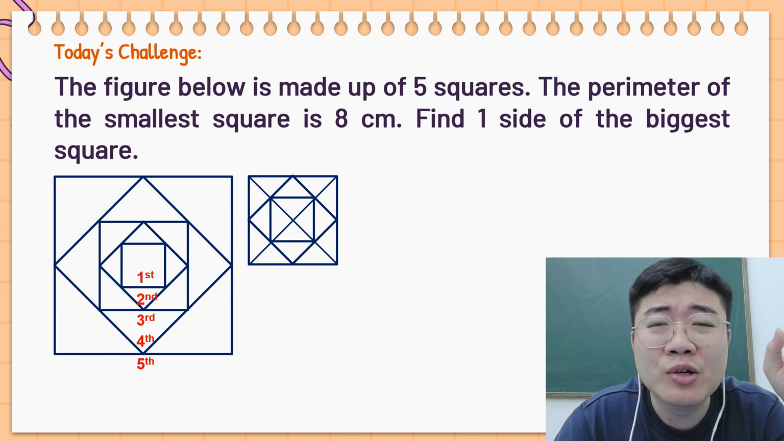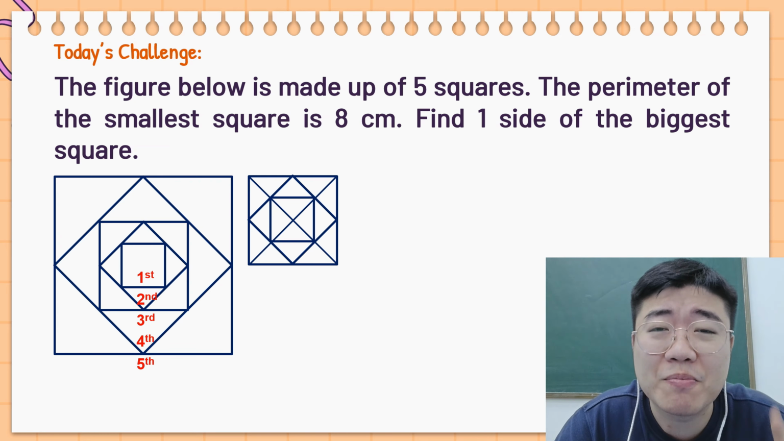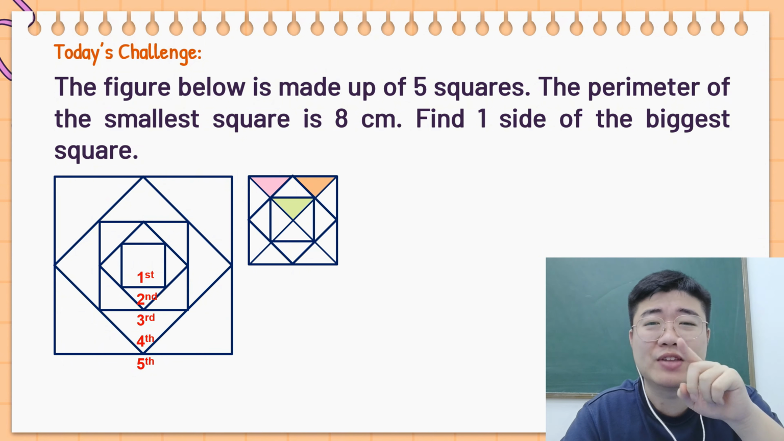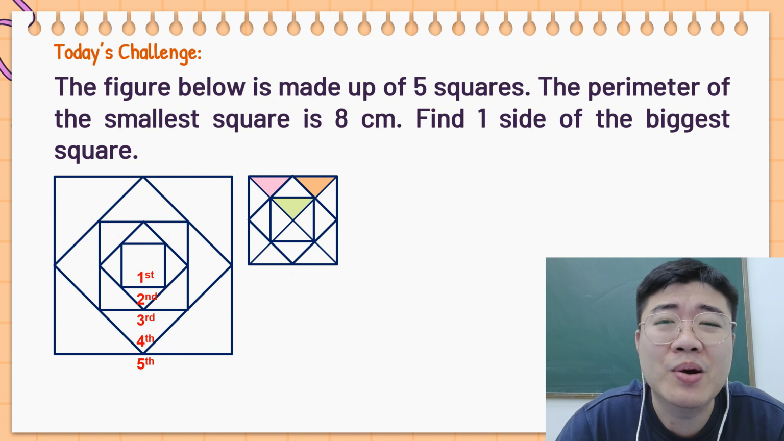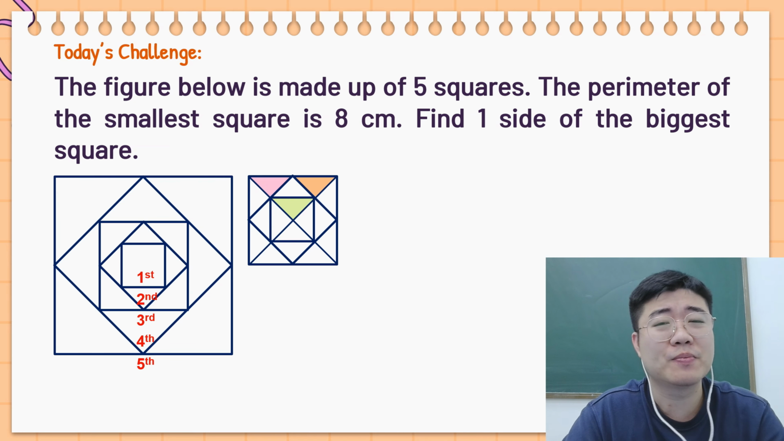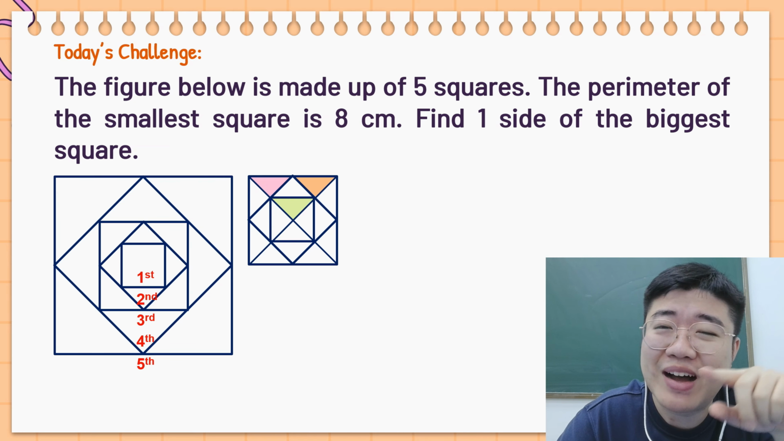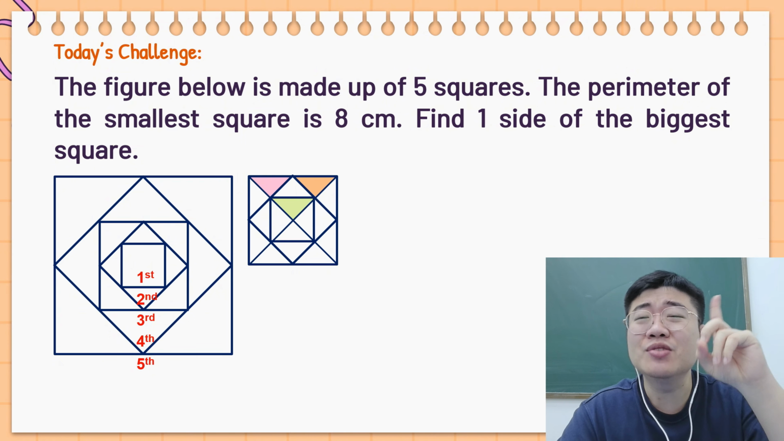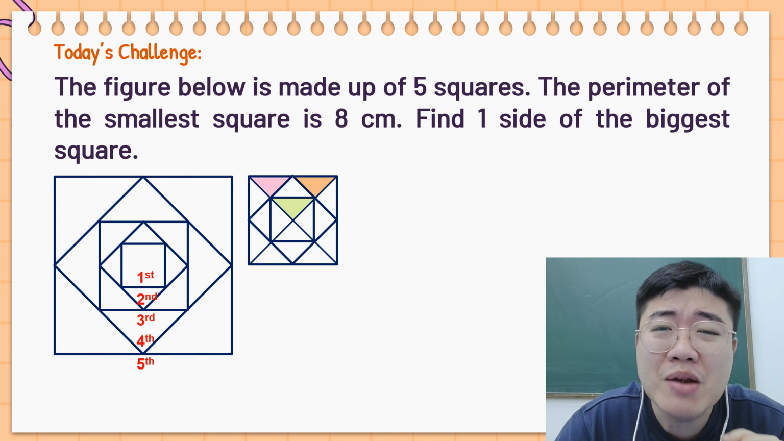Now, let's find those along one side of the big square and the small square. Along one side of the small square is the green triangle. Along one side of the big square are the pink triangle and the orange triangle. Now, are we able to find one side of the triangle? We are able to do that, because the question tells us the smallest square's perimeter is 8.